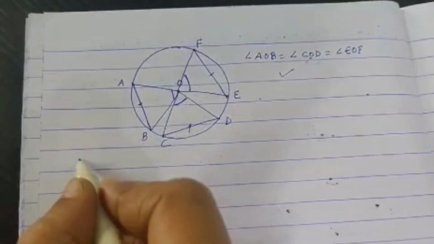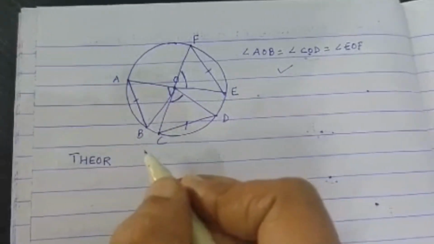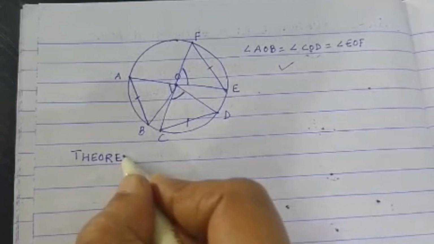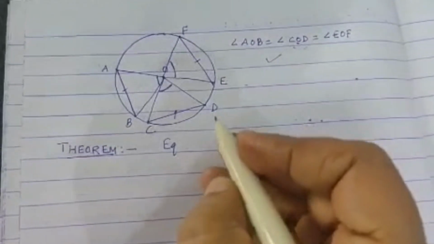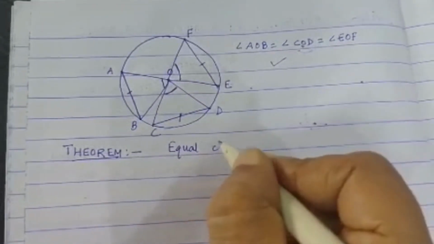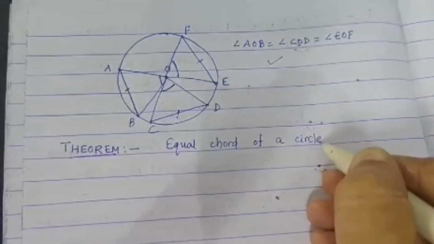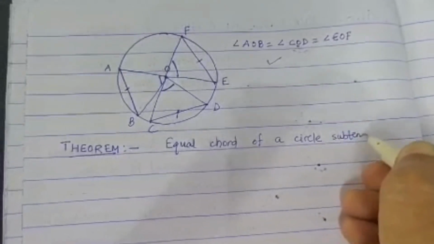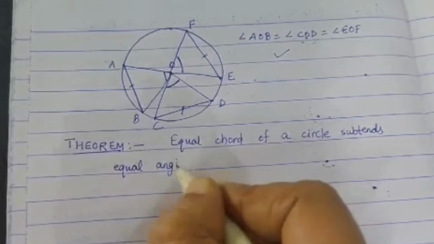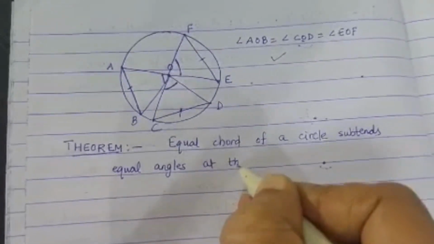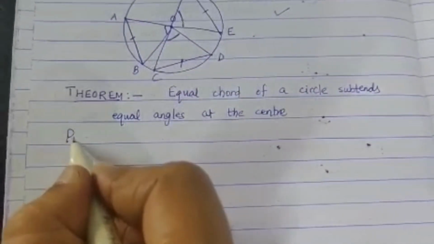So here comes the theorem. The theorem is like this: equal chords of a circle subtend equal angles at the center. Okay, so the theorem is equal chords of a circle subtend equal angles at the center. Now we will prove this theorem. Okay, we will see the proof.